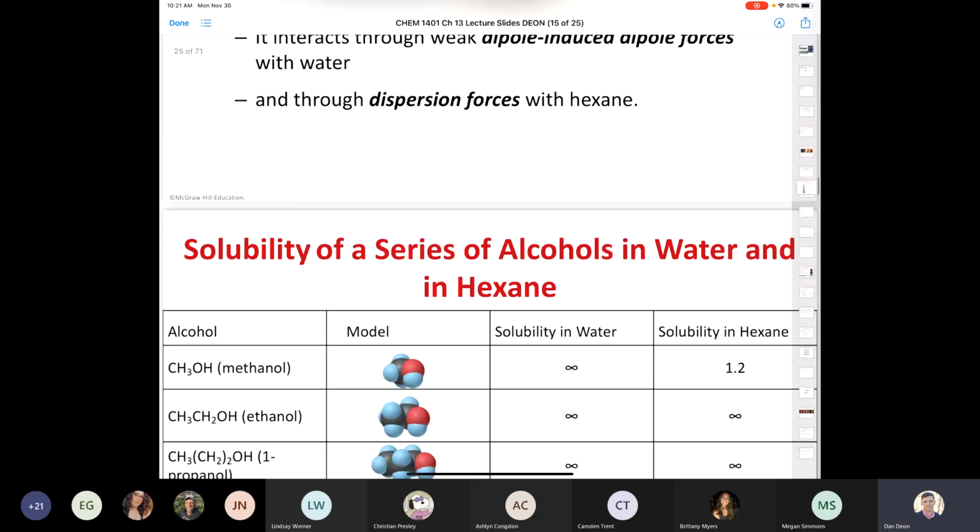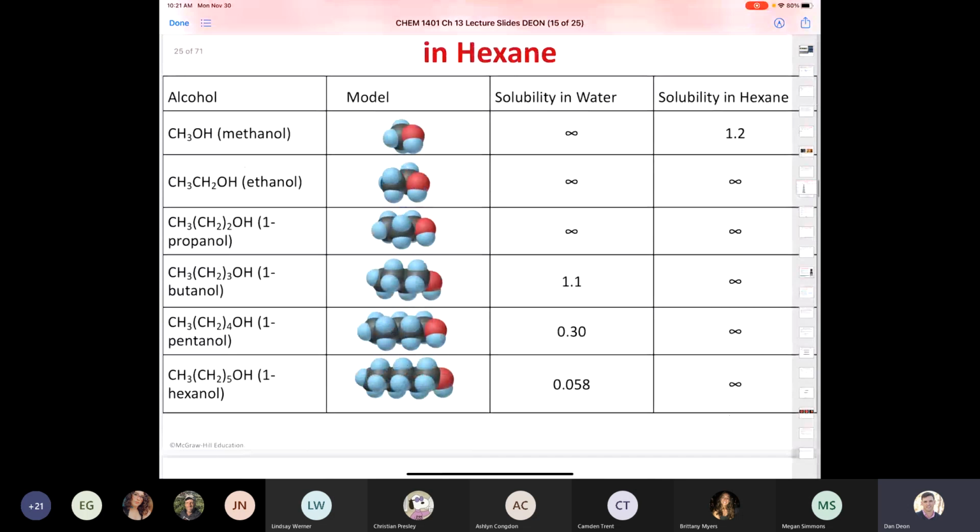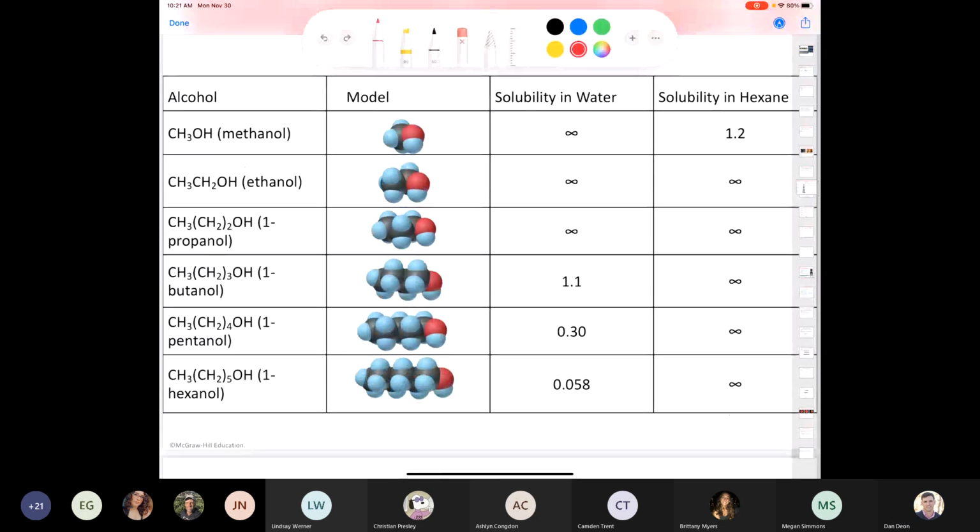If you want to look at it in graphical form here, or in tabular form, remember that an alcohol has the generic formula CH3, CH2, n, OH. As we go from n equal to 0 to n equal to 1 to n equal to 2 to n equal to 3 to n equal to 4 to n equal to 5, right? As we increase the size of the nonpolar portion, what's going to happen to its solubility in water?